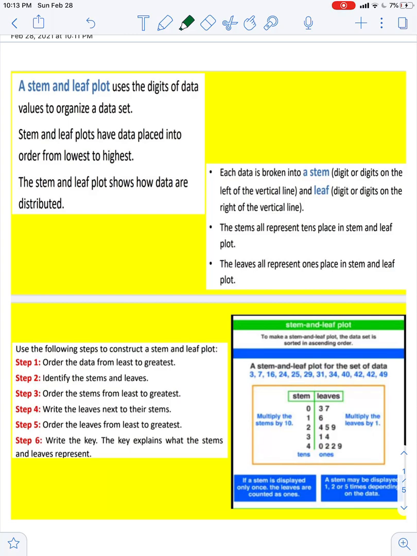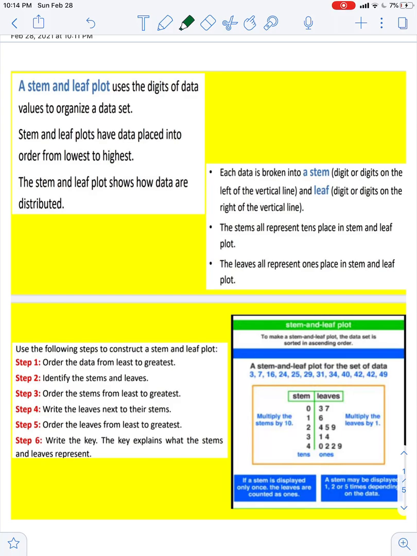So the first one we're going to learn about is called a stem and leaf plot. And that uses the digits of the data to organize the data set. So basically, each number is broken down to a stem and a leaf. And then most of the time, it's broken into the tens digit and the ones digit. And then the stems will go on the left side and the leaves will go on the right. And like I said, the stems represent the tens place and the leaves represent the ones place.